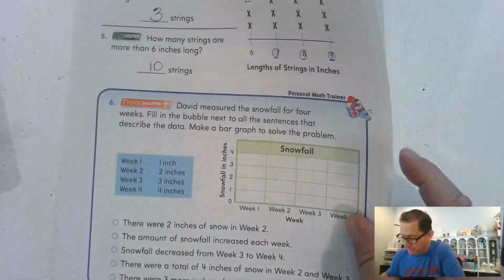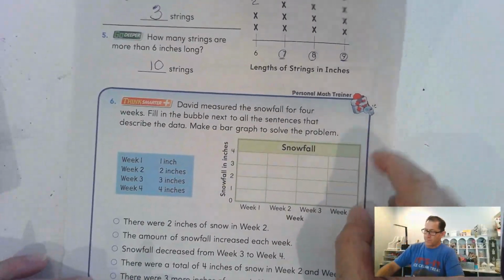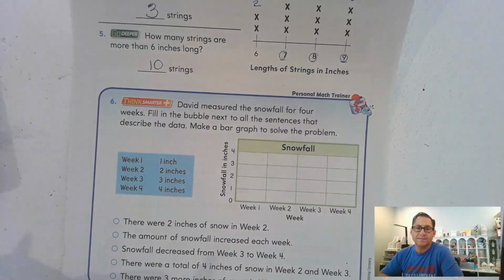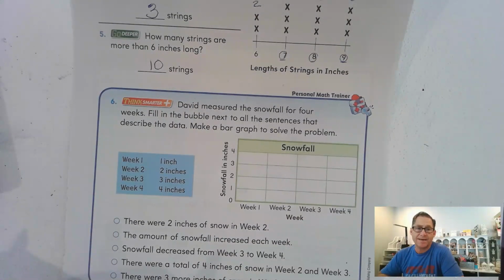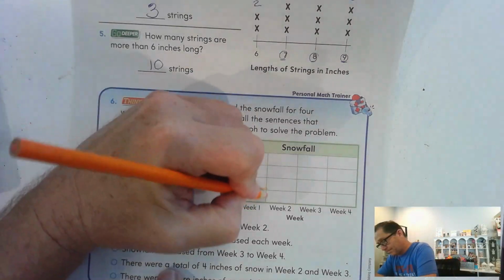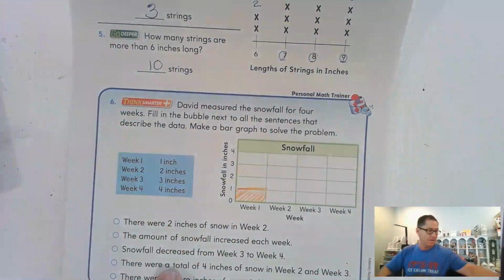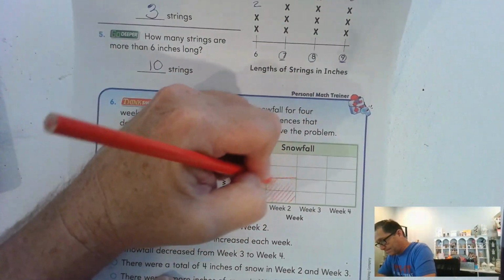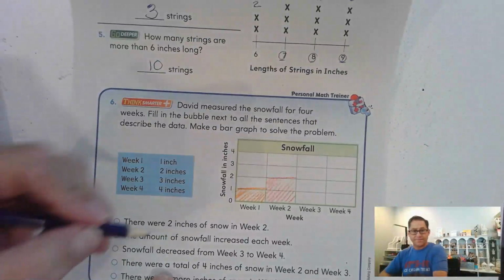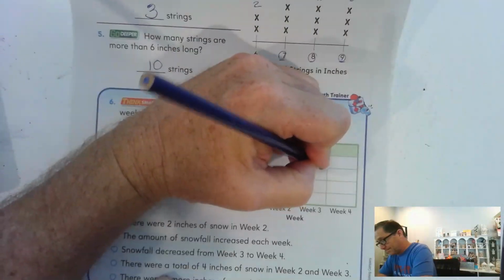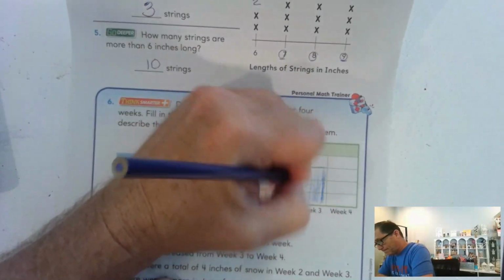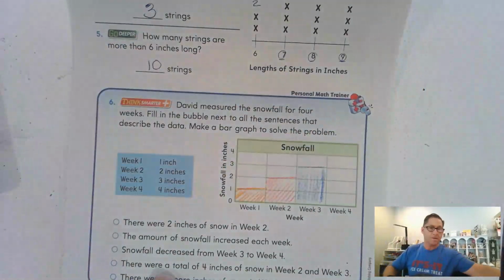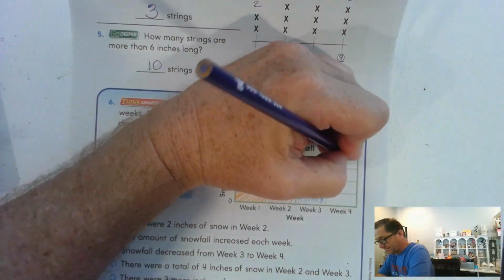All right, and finally, number 6. David measured the snowfall for 4 weeks. Fill in the bubble next to all the sentences that describe the data. Make a bar graph to solve the problem. Okay, so week 1, 1 inch. Week 2, 2 inches. Week 3, 3 inches. Week 4, 4 inches.